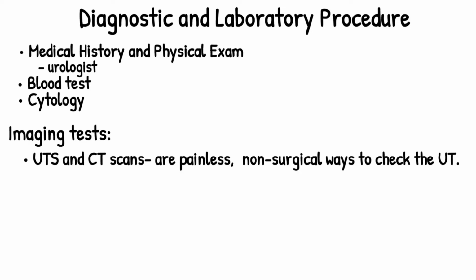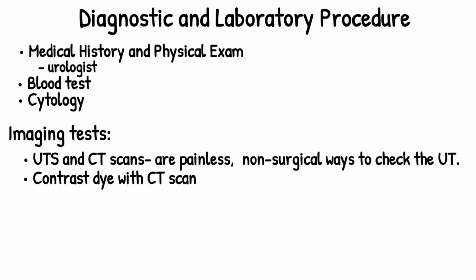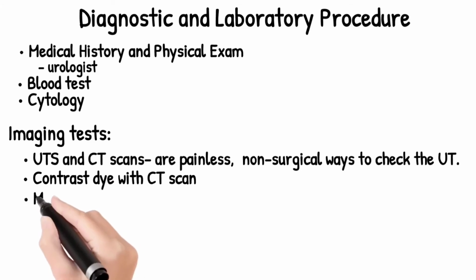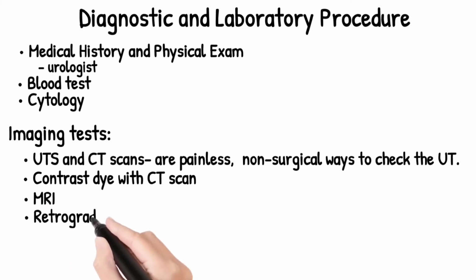Okay, for the imaging, we have the ultrasound and computerized tomography scans. So these are painless, non-surgical ways to check the urinary tract. But while CT scans can show stones in the kidney and ureter, they are less useful in showing tumors. To see tumors more clearly, the doctor may use a contrast dye with the CT scan. To check whether the cancer has spread to other organs, MRI or magnetic resonance imaging may also be useful. Adding a retrograde X-ray using a special dye may be needed if you have poor kidney function.